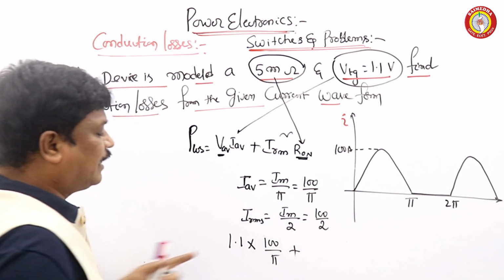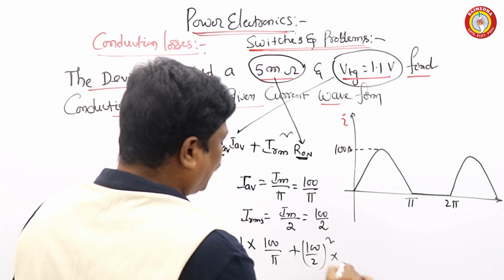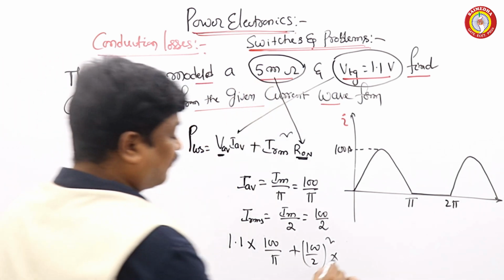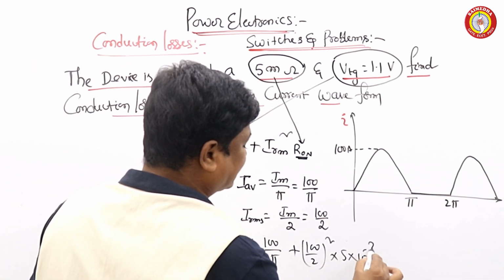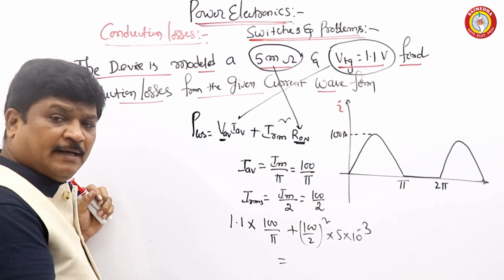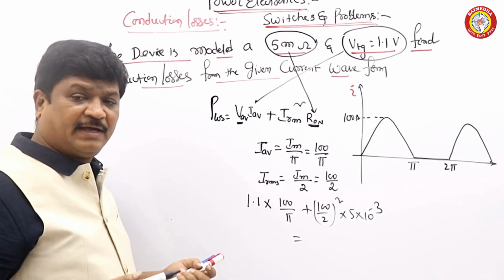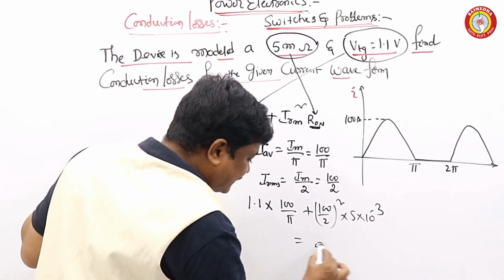Plus, what is the RMS square? 100 by root 2 whole square into what is the resistance given? 5 into 10 power of minus 3. Then what does it become? As per my expectation, it may be having some 55 watts.